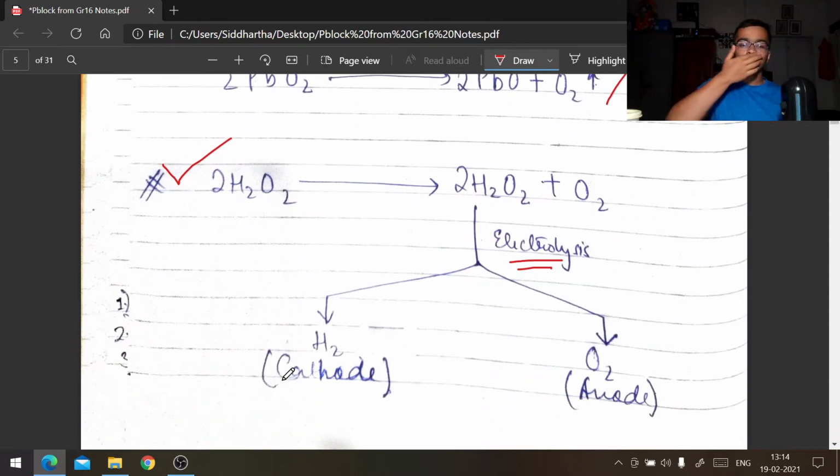Next, we get oxygen from H2O2, where we perform the electrolysis of H2O2. It gives 2H2O plus oxygen.